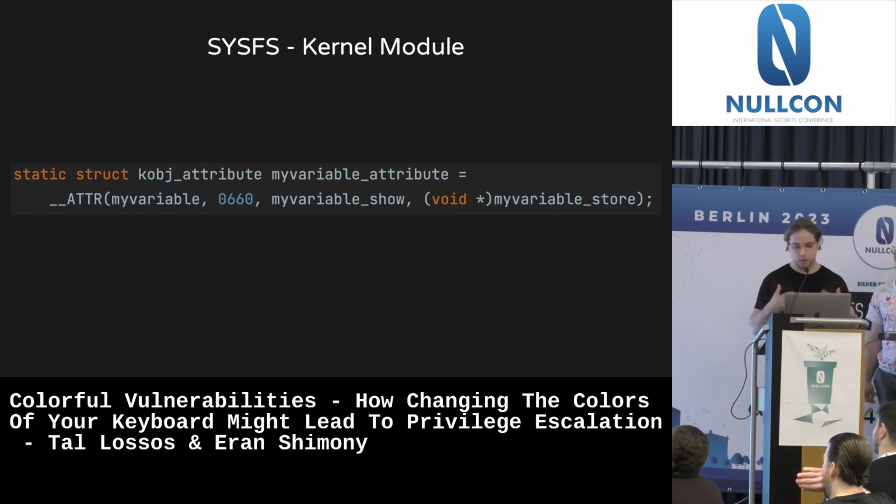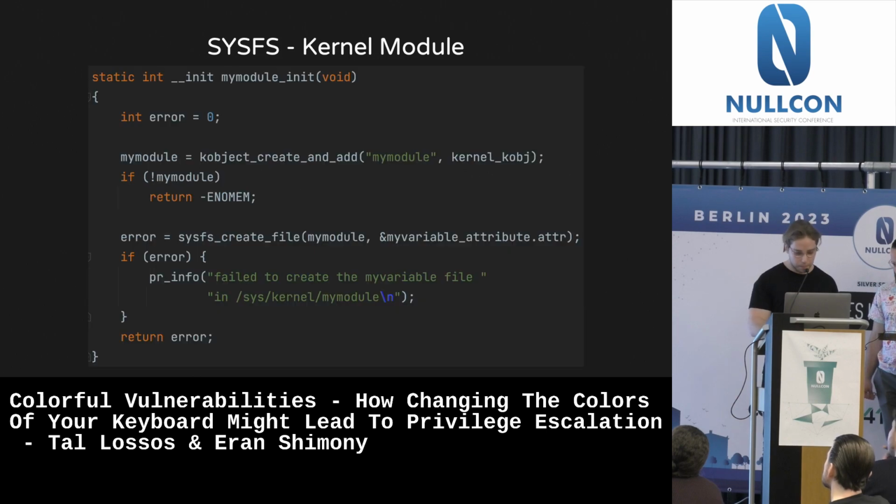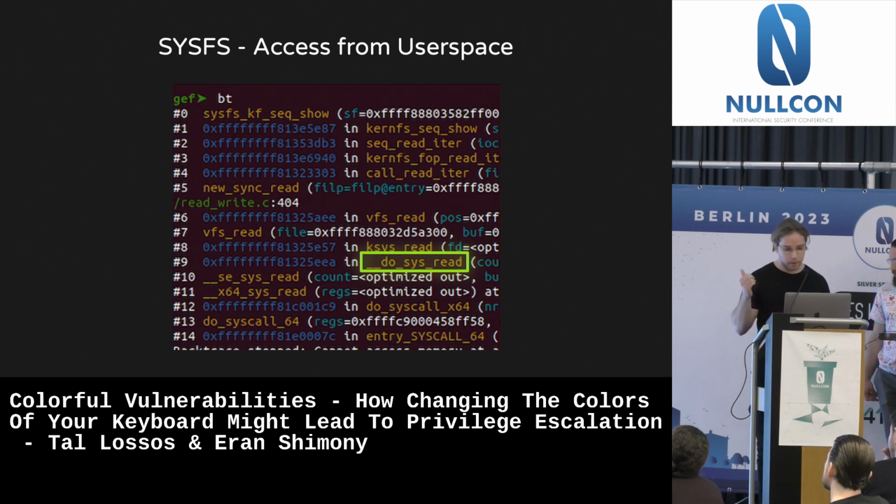Afterwards, we will actually need to connect all the things together. So here you can see I have my variable, the show function that will be triggered whenever I'm using the read syscall, the store function whenever I'm using the write syscall, and here as you can see the permission that will be on the exposed file on the file system. And lastly, I'm calling sysfs_create_file, which will actually create the file under the sysfs file system.